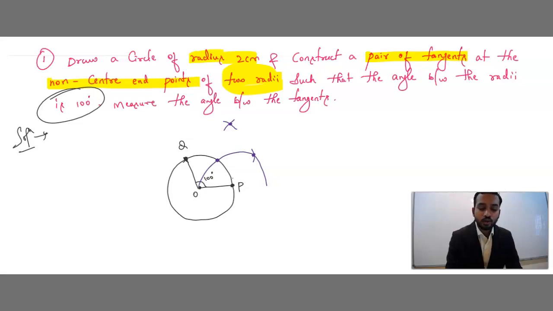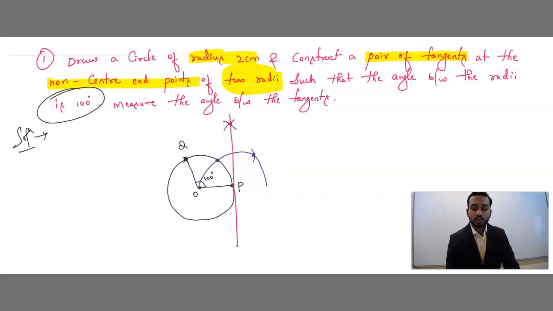After this, what we can do is join this point and this point P with a straight line by using the scale. Using the scale, join this. It should not cut the circle. It should just touch this point P. So this line is known as tangent.